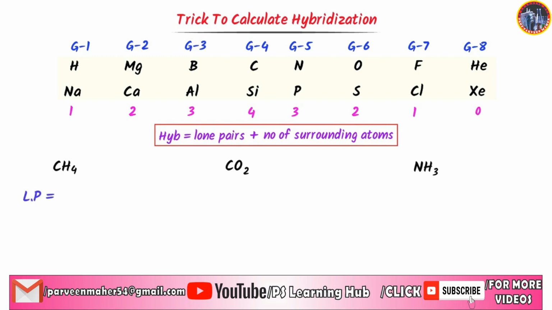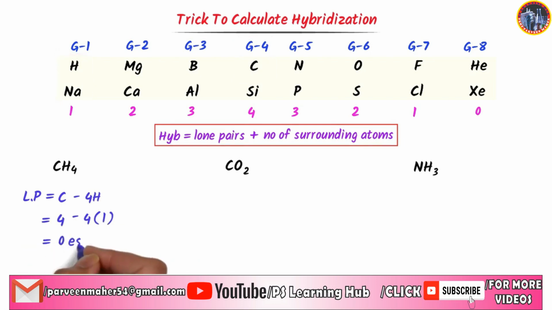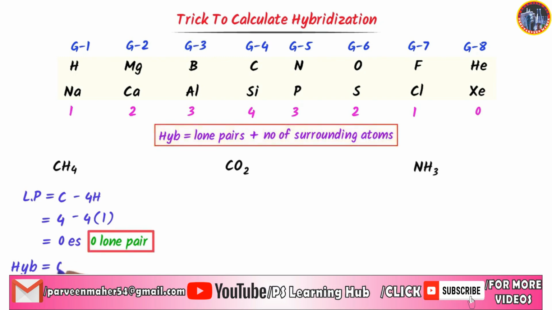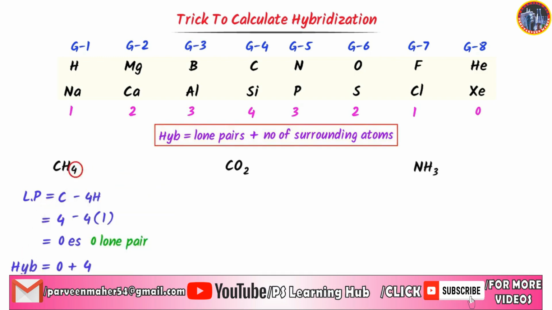Firstly, I have to find the lone pair on central atom. In case of CH4, the central atom is carbon minus 4 hydrogen. We can see that the group number of carbon is 4 and the valency of hydrogen is 1. I get 0 electrons. So the lone pair of electrons is 0 on central atom. What about its hybridization? Well, we know that hybridization equals lone pair plus number of atoms surrounding the central atom. Here, the lone pair is 0 plus 4 because 4 hydrogen atoms surround the central atom. I get 4 hybrid orbitals.